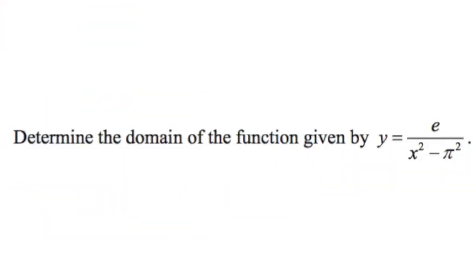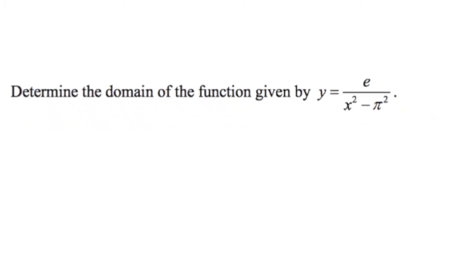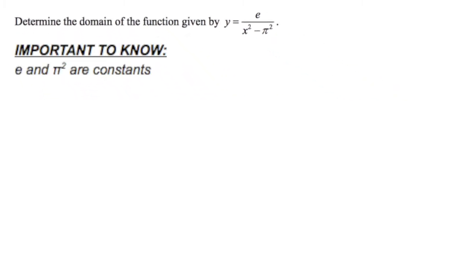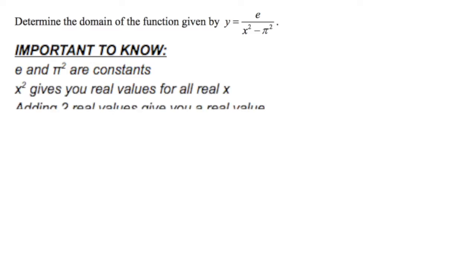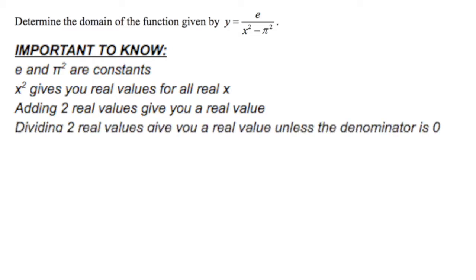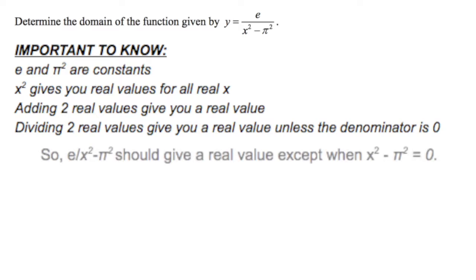So we need to determine the domain of the function given by y equals e over x squared minus pi squared. It's important to note that e and pi squared are constants. X squared will give you real values for all real x, and adding two real values will result in a real value as well. However, dividing two real values will give you a real value unless the denominator is 0. And since the function is e over x squared minus pi squared, in all situations where x squared minus pi squared equals 0, the function will not have a real solution.